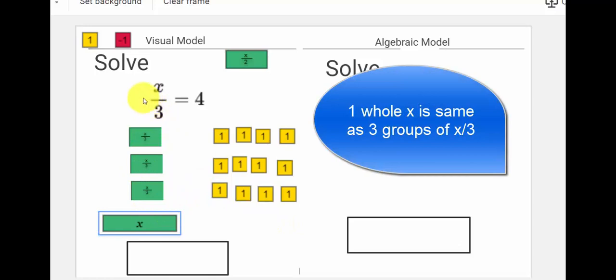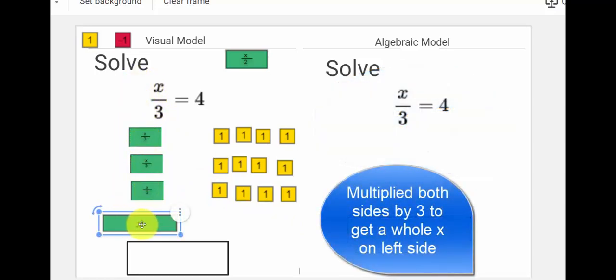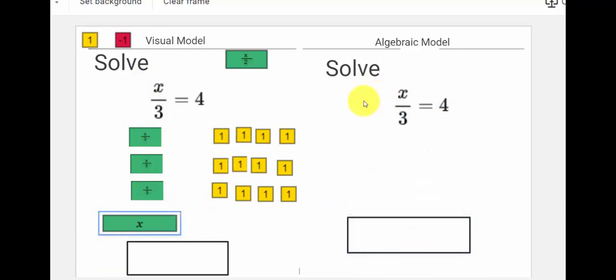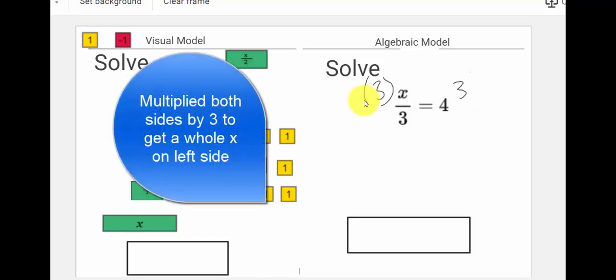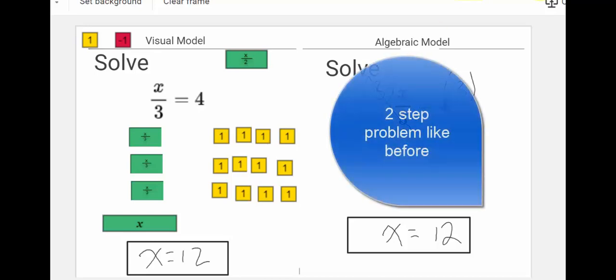So basically I've multiplied each side by 3, so I get all 3 thirds, which is the same thing as 1x, and that adds up to 12. Let's do the same thing on the algebraic side. I've got x over 3 equals 4. I really want x on its own, so I'm going to multiply this side by 3 and this side by 3, and we know 3 divided by 3 is just 1. So I'm left with 1x, but I don't write the 1, so x equals 12. Same on this side, x equals 12.